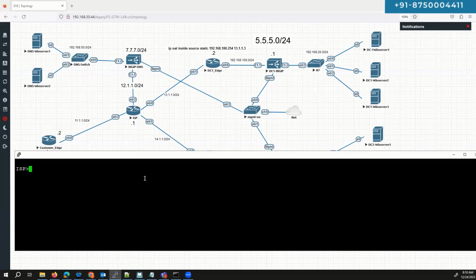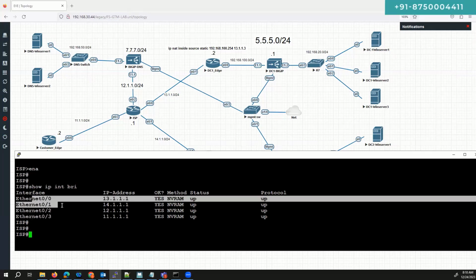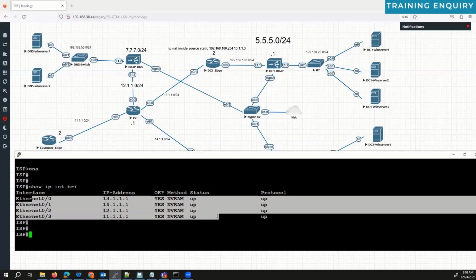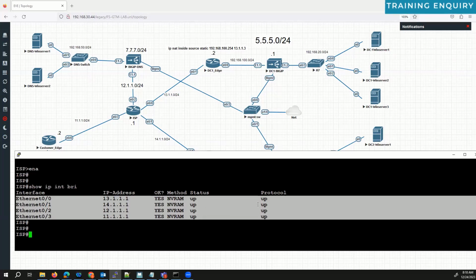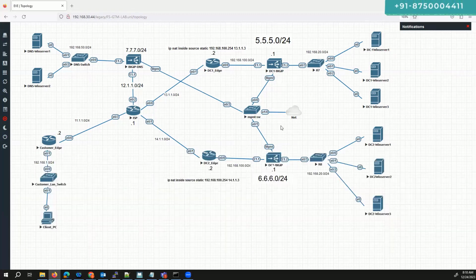Then let me show you the real IP configuration for this ISP router. These are the interfaces Ethernet 0/0, 0/1, 0/2, and 0/3, and these are the IP addresses assigned on all of them. This ISP router has 4 interfaces, and you can see the complete list.